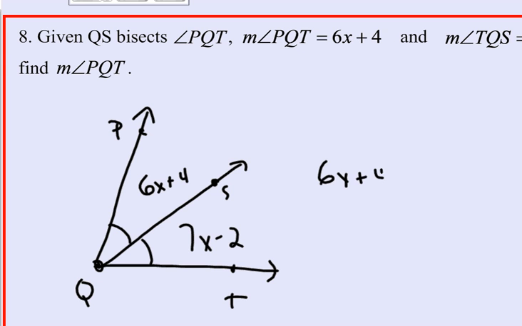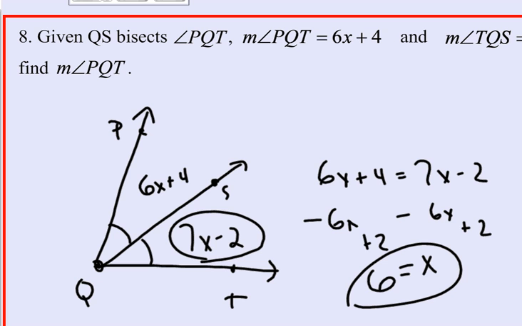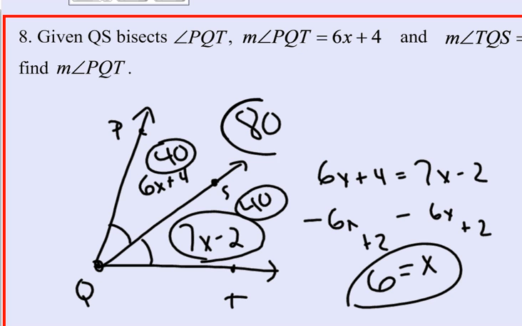So 6x plus 4 equals 7x minus 2. So a little subtraction. I get x equals 6. So you can verify that. This bottom one is 7 times 6 minus 2, so that's going to be 40. The top one is 6 times 6 plus 4, that's also 40. So the whole thing together is going to be 80 degrees.